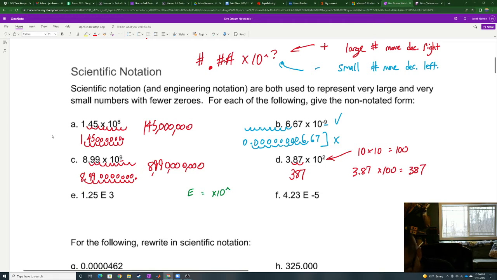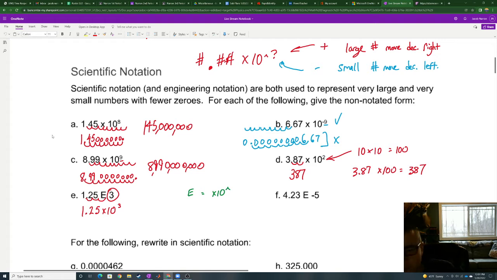So again, if I see a positive number like I do in E, E to the positive 3 just means I'm going to make it a bigger number. I'm going to move the decimal to the right, 1, 2, 3. I'm moving it 3 because of the 3 that's right there. If it helps you, you could rewrite it and say this is really 1.25 times 10 to the third. That's really what it represents. But then we're going to move that decimal 3 places to the right. And so that's what we end up doing.